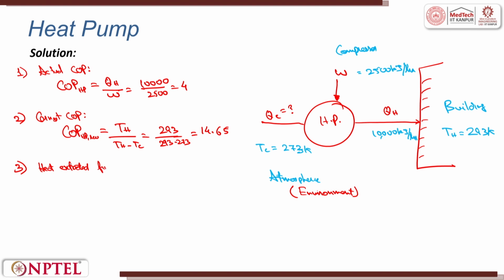Heat extracted from the environment, that is QC. This is equal to QH minus W, that is equal to 10,000 minus 2,500, which is equal to 7,500 kilojoules per hour.